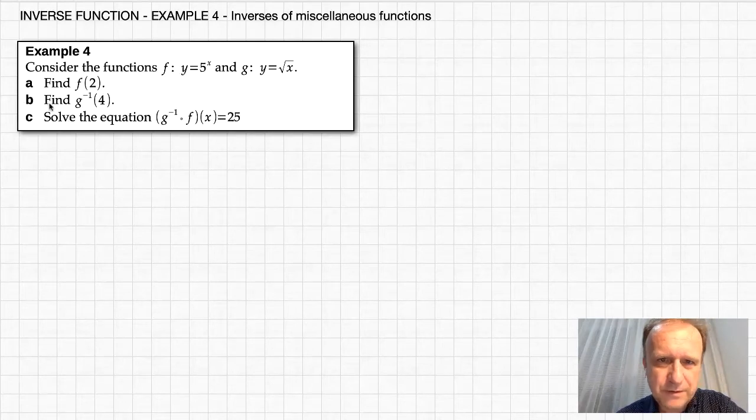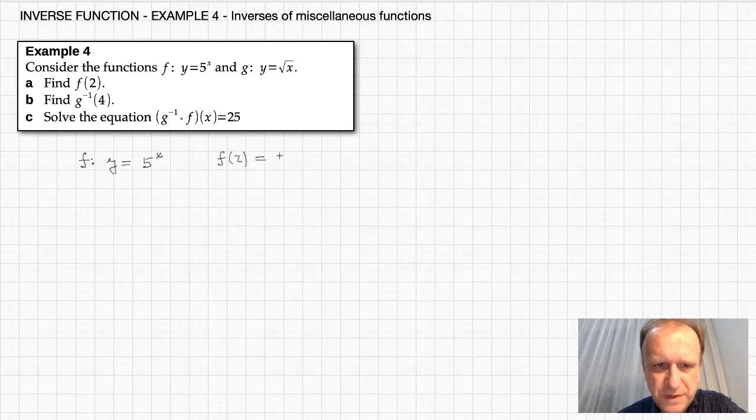Example 4. Consider the functions f(x) = 5 to the power of x and g(x) = square root of x. In part A, find f of 2. So let me write down the function f(x) equals 5 to the power of x. Now, if I want to find f of 2, I have to substitute 2 for x.